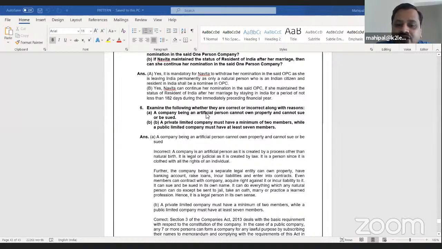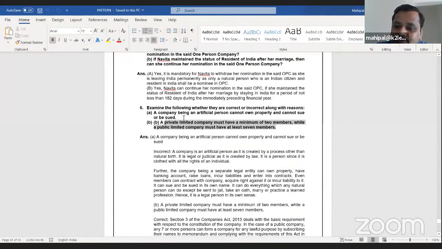Examine the following, whether they are correct or incorrect, along with the reasons. A company being an artificial person cannot own property and cannot sue or be sued. False, true? Incorrect. Great. A private limited company must have a minimum of 2 members, while a public limited company must have at least 7 members.